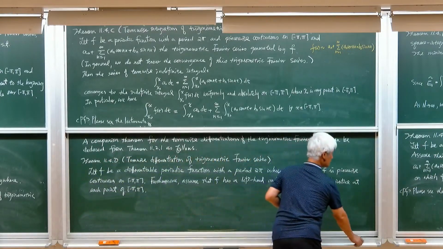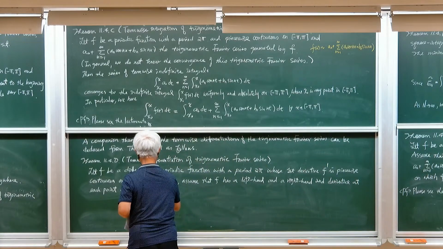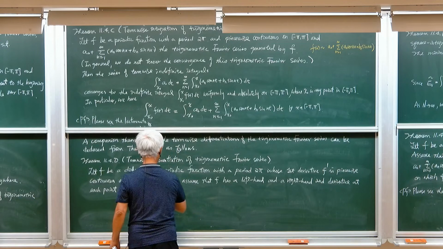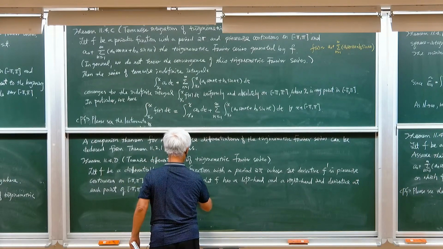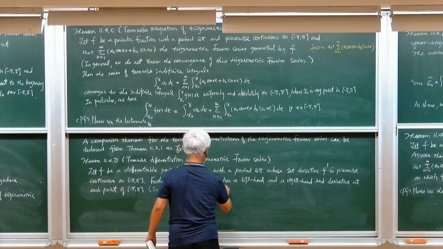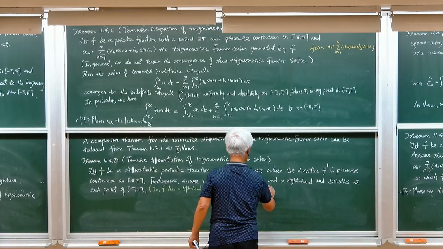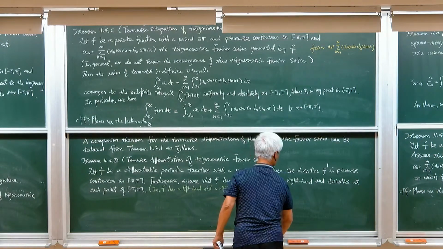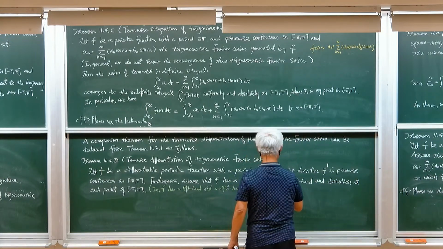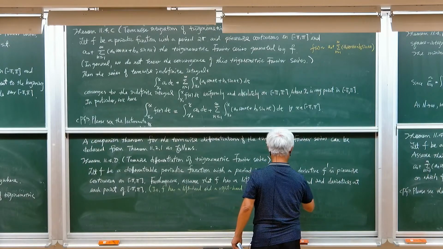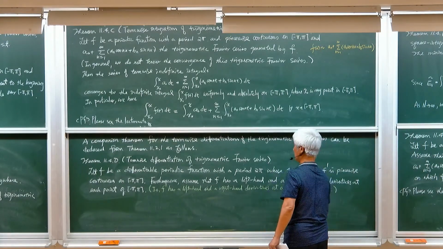This is the same as saying that f prime, the first derivative, has left hand and right hand derivatives at each point of minus pi to pi. Alright, so this is the same thing.